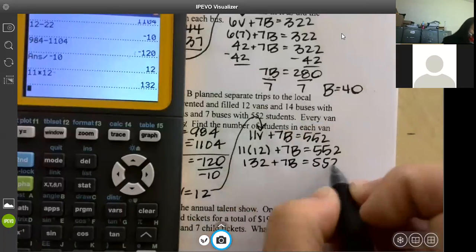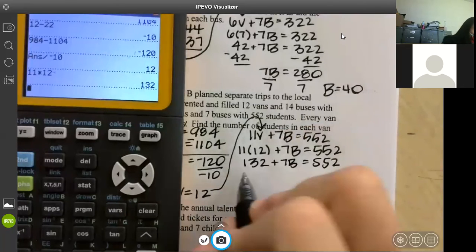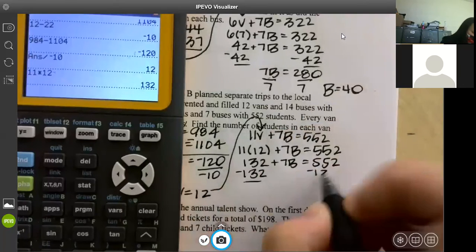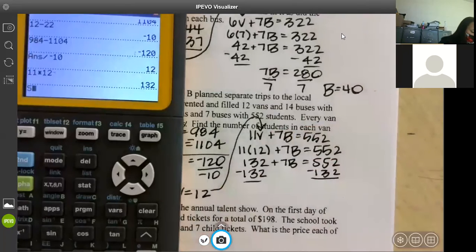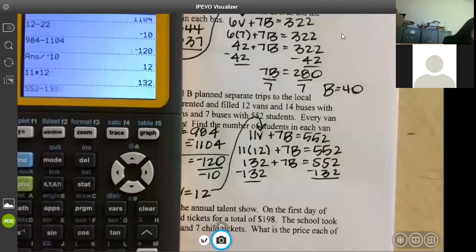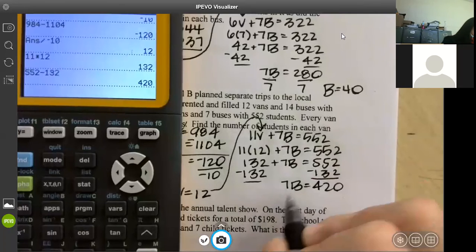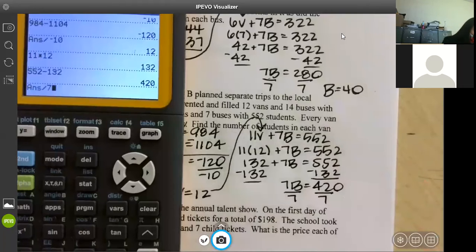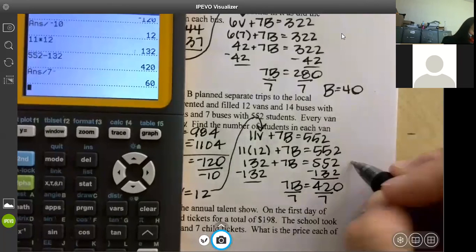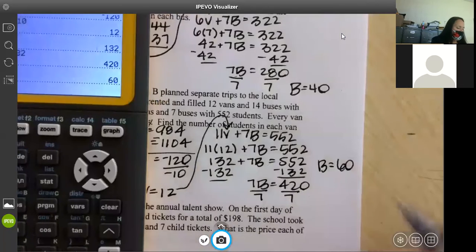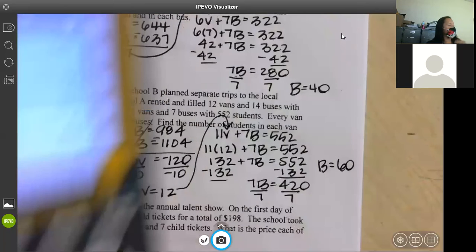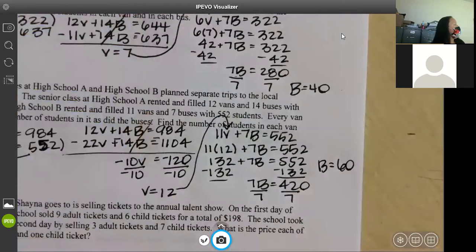How do I solve? Subtract 132. So 552 minus 132. And then how do I solve? When I divide by 7, I get 60. So a bus carried 60. The van carried 12. Y'all okay? Everybody good? All right. One more.